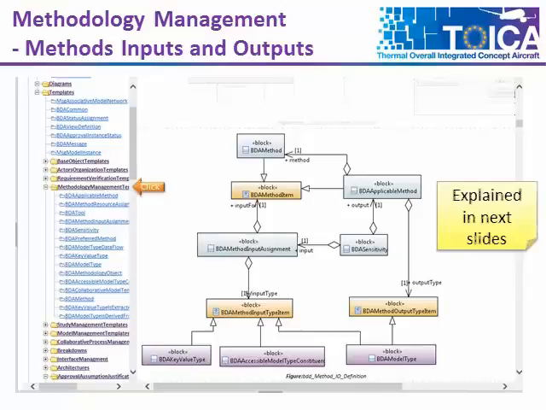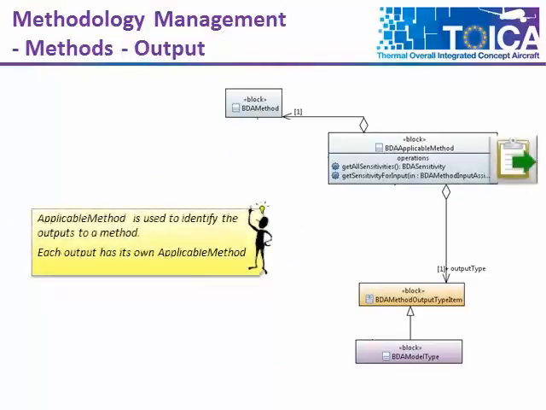Scrolling from the collaborative modelling template diagram will bring you to the methods inputs outputs definition diagram, and this will be explained in the next slides. The outputs from a method are identified using the applicable method class. This points to the method and to the element that is the output or that the method can generate. It's called applicable method because originally it was a simple relationship called applicable method that went from the element to the method, i.e. the element owns the relationship. However, subsequently it was found that other information needed to be associated with the relationship, so it was converted to a class. However, the intention is still that the element owns the relationship, so the name was retained.